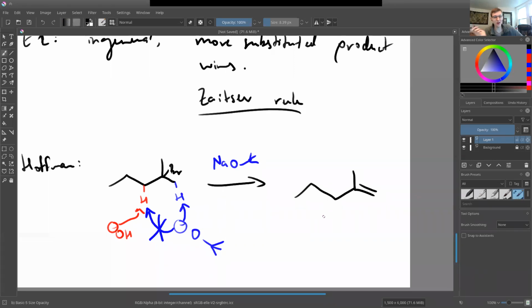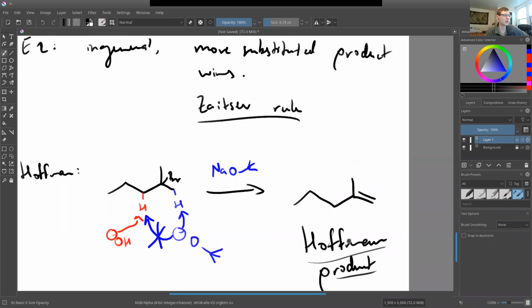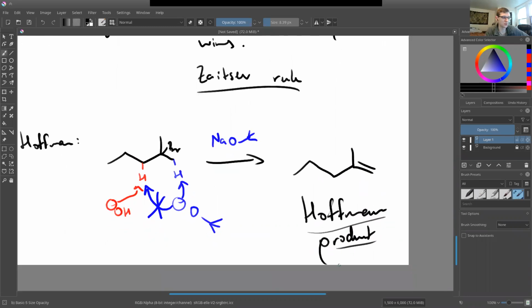The more substituted product is more favorable. It's more stable, I should say. But in this case, because that base is so bulky, we're going to get the one that's easier to make. Okay. And I'm sure Hoffman didn't name this himself, but we tend to call it the Hoffman product instead. Okay. And the Hoffman product is less substituted.